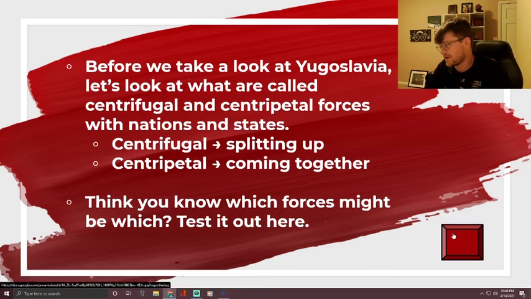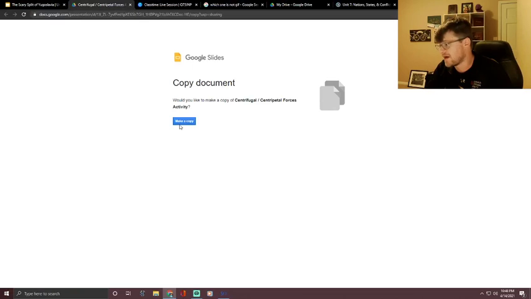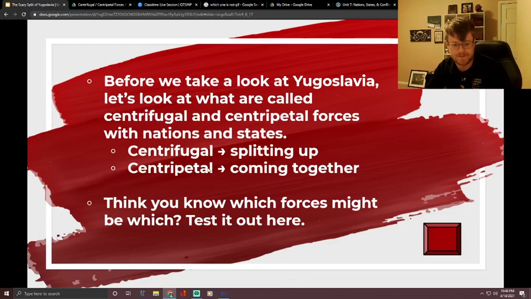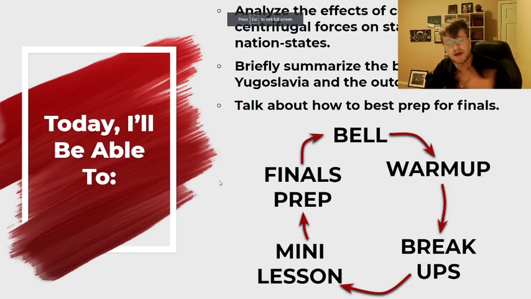So we've got a game down here that I'd like you to play. You make a copy of it, and what you'll do is try to sort the different forces onto which side you think it goes with, centripetal or centrifugal. Just be aware there are some that go in the middle. They apply to both. And then there's a key on the next slide in which you can check your answer. I'm not going to spoil it, though, so I'm not going to pull it up here. Once you're done with that, we're going to head on to our mini lesson.